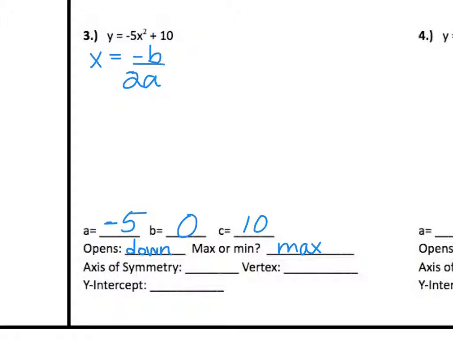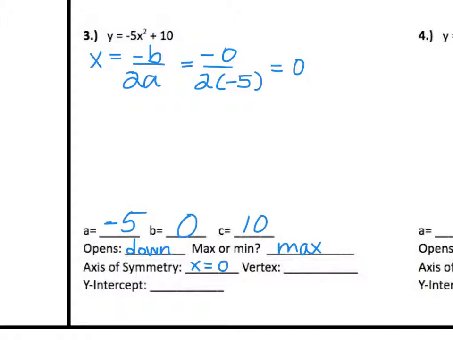Negative b. b is 0. So it's going to be negative 0 over 2 times negative 5. Guys, if the 0 is on top, what's 0 divided by anything? Lovely. This is an easy one. Because of that, if there ends up being a 0 on top of the b value 0, that means that it's centered on the y-axis. So the axis of symmetry is at x equals 0. All it's done is moved up or down.